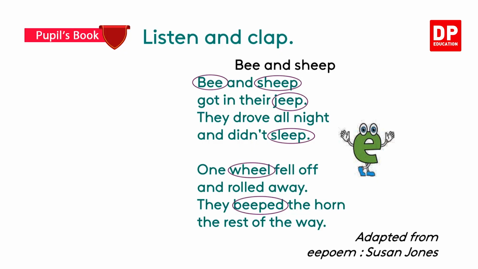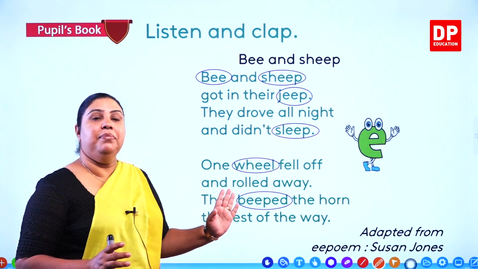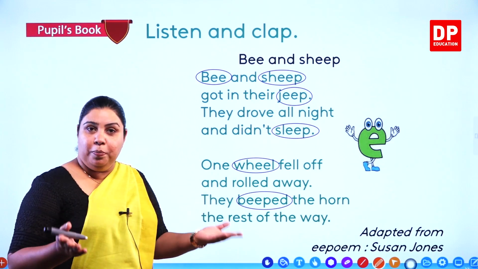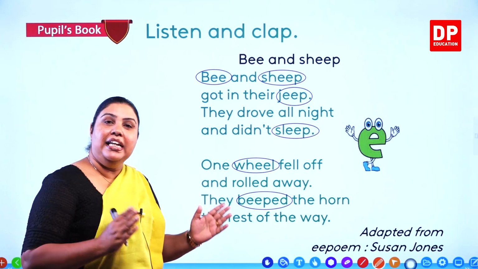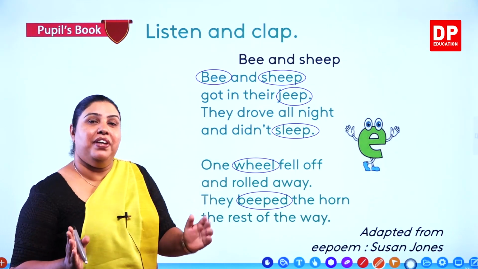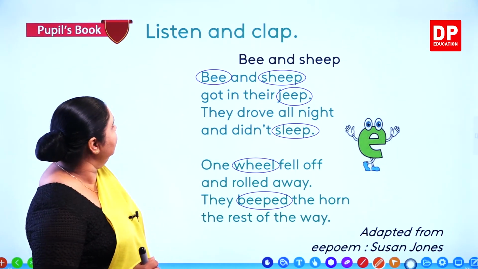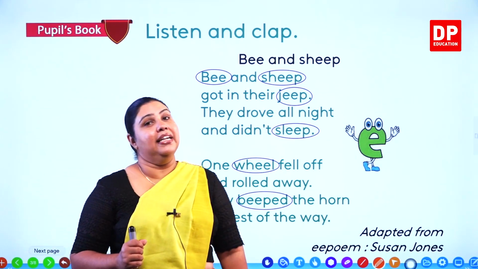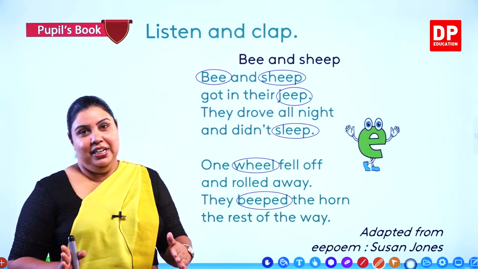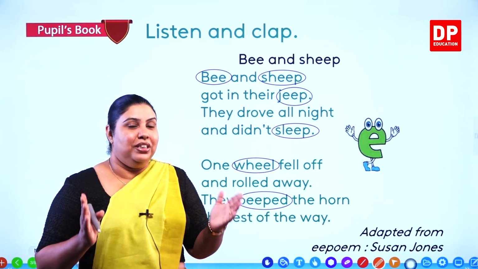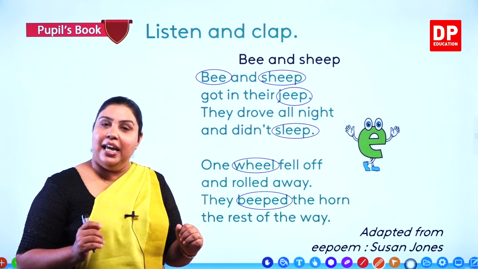Now your pupils book has this poem. Now you have the same thing in your pupils book. If you open your pupils book, you can see this. You have to follow this while I'm teaching you, then it will be very easy, right? Now this says listen and clap. We are going to listen and then we will clap. Now when you go to school, your teacher is going to ask you to do the same thing.